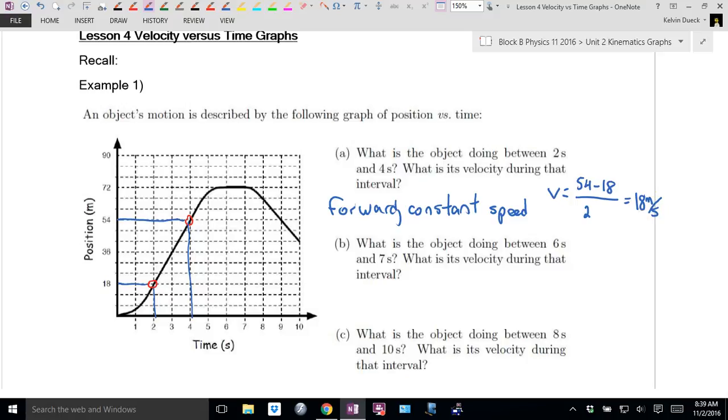Part B asks, what's the object doing between 6 seconds, which is right there, and 7 seconds, which is right there? Ooh, he even used the physics word. Did you hear him? He said, it's at rest. Then it says, what's its velocity? So if I asked you for the velocity as a number, what would you say for at rest? 0.